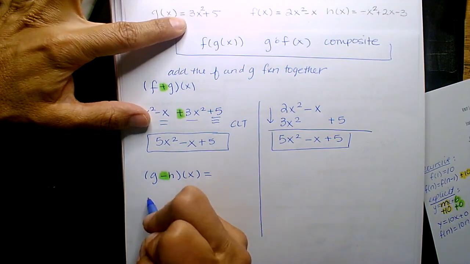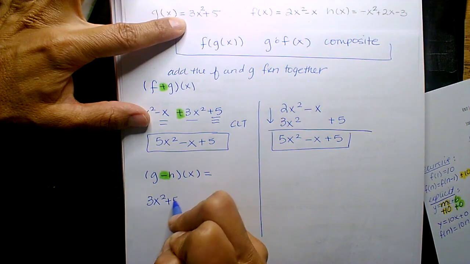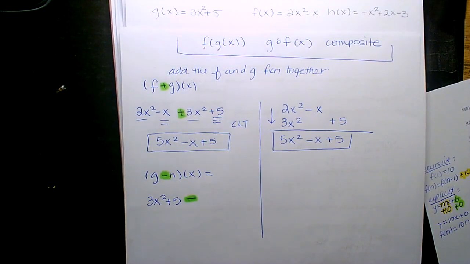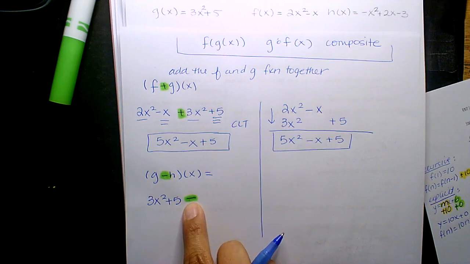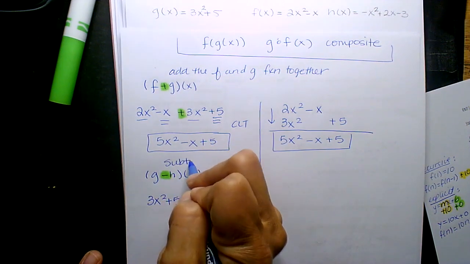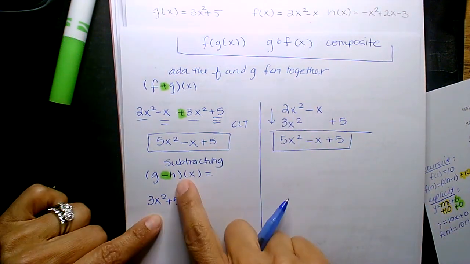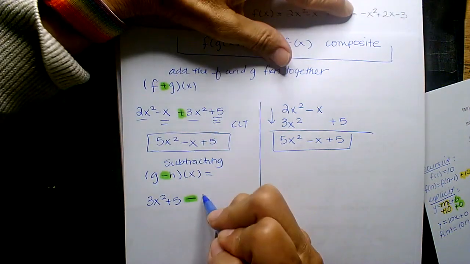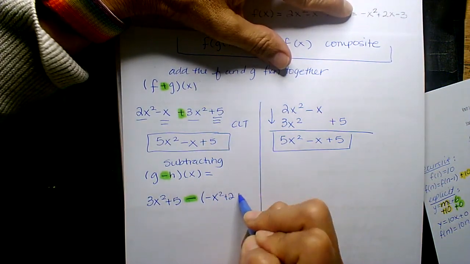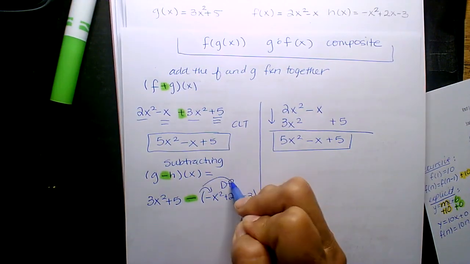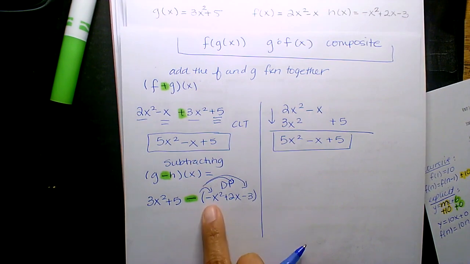Okay, g of x is 3x squared plus 5. Minus, because this is a subtraction symbol. If you are subtracting, I would suggest on the next function, which is h, you put parentheses around it so that you remind yourself you have to perform the distributive property, which basically means you just switch the sign of each of the three terms.